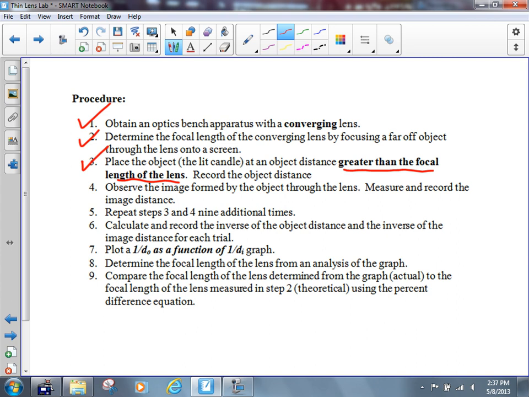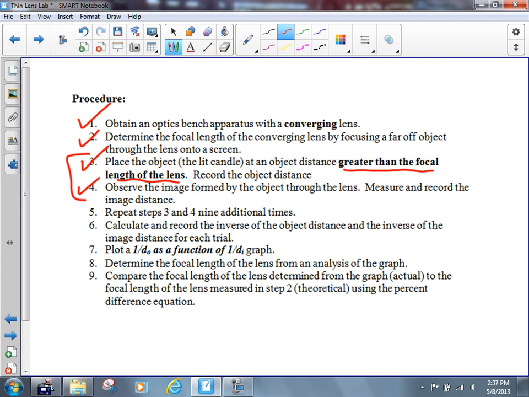Place your object a certain distance from the lens that is bigger than the focal length. Then I want you to move the card back and forth until you see a good, clear, sharp, focused image of this object on the card. In other words, you're going to see a candle on the card, or at least the flame of a candle on the card. Measure the distance between the lens and the card. That will be your image distance.